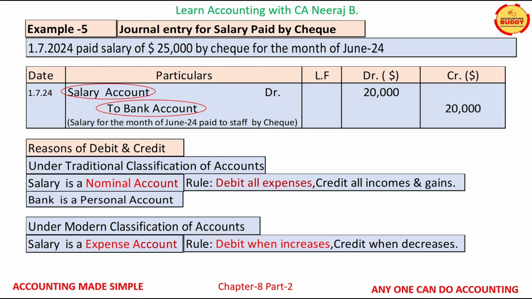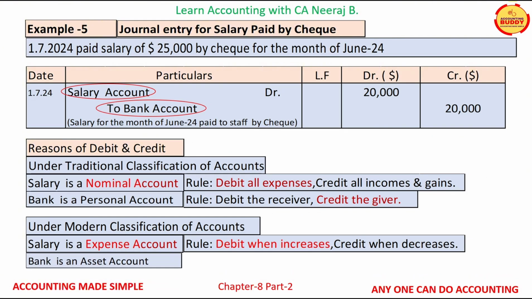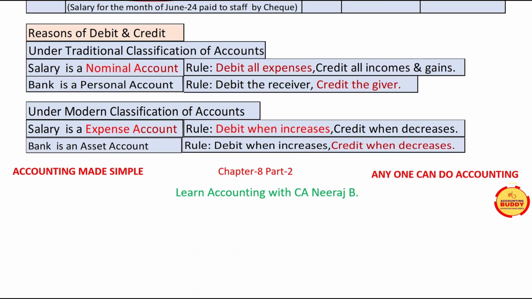Bank is a personal account under traditional classification of accounts. The rule for personal account is debit the receiver and credit the giver. In this transaction, bank is the giver, therefore bank account is credited. Under modern classification of accounts, bank is an asset account. The rule for asset account is debit when increases and credit when decreases.